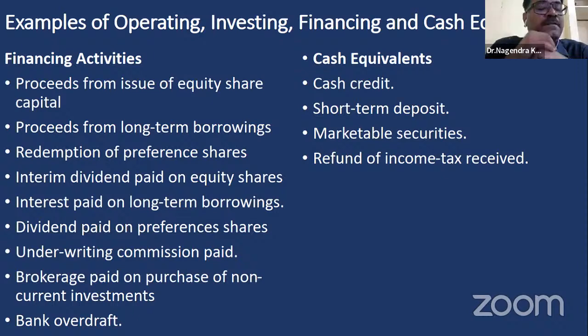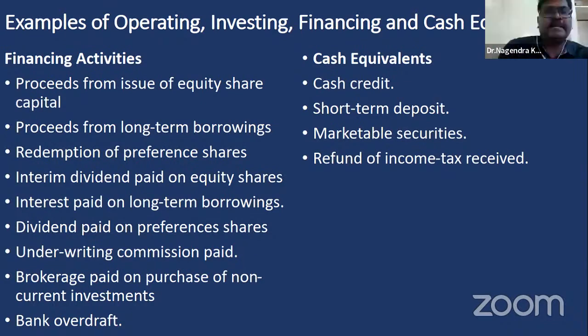Sometimes when we are going for an issue of shares, we have to pay the underwriting commission. Sometimes we have to pay the brokerage. Brokerage and underwriting commission may be mostly similar. And a bank overdraft is also a source of financing activity that we will get from the bank because of the relationship that we are maintaining with the bank.